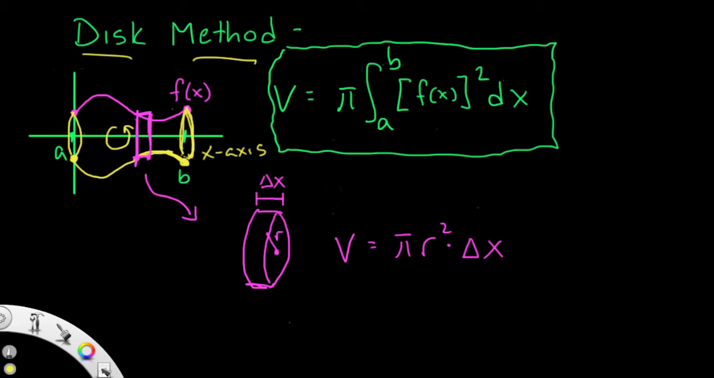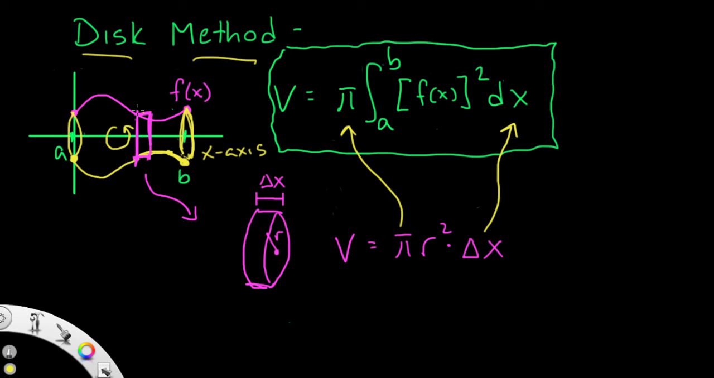There we go. The pi is here. The delta x turns into your dx, and this is probably the only confusing part of the change over here. This was supposed to be r squared, but I've got f of x squared. So why is it f of x?